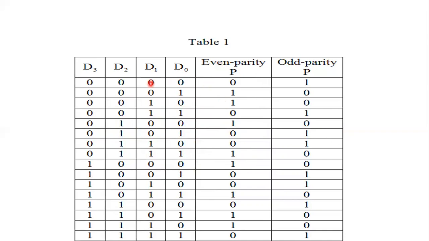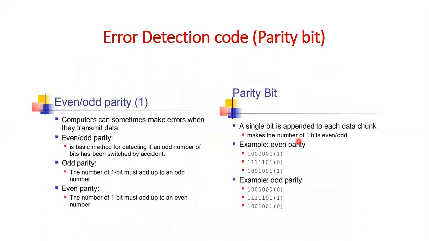Similarly, the odd parity. So 1 here, odd number of 1s, therefore 0. Odd number of 1s, therefore 0. Even number of 1s, therefore 1. It is the vice versa of the even. So this is called the parity. This parity is added with the message, which is to be transmitted to the destination end.